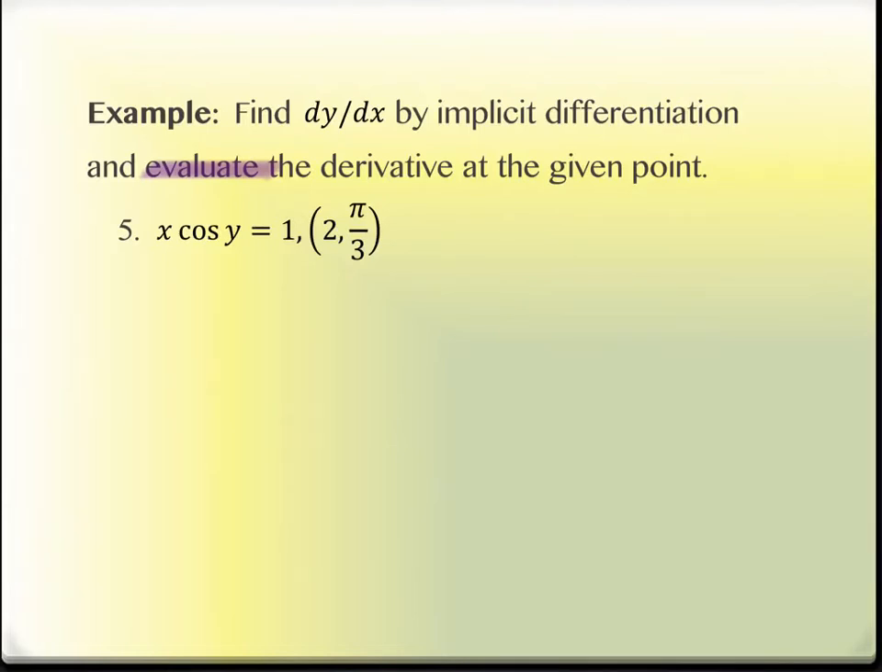Product and chain. Product because I've got x times the cosine of y. The chain kind of is a little bit hidden, actually. The reason it's a chain is because the y inside is a function itself. So we're going to have a chain in there. It's not a complicated chain, but there is one.